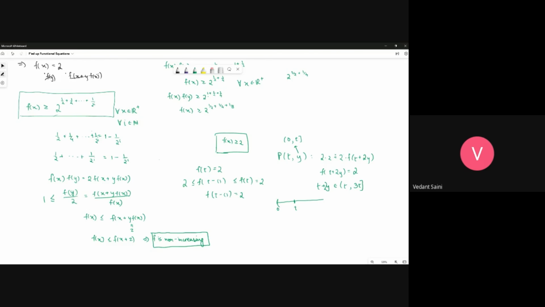From there, we deduce that everything less than or equal to 3t has an f equal to 2. From there, we deduce everything less than or equal to 9t has an f equal to 2. So this goes on and on, and we cover the whole real line. We get f of x equals 2 for all positive values.